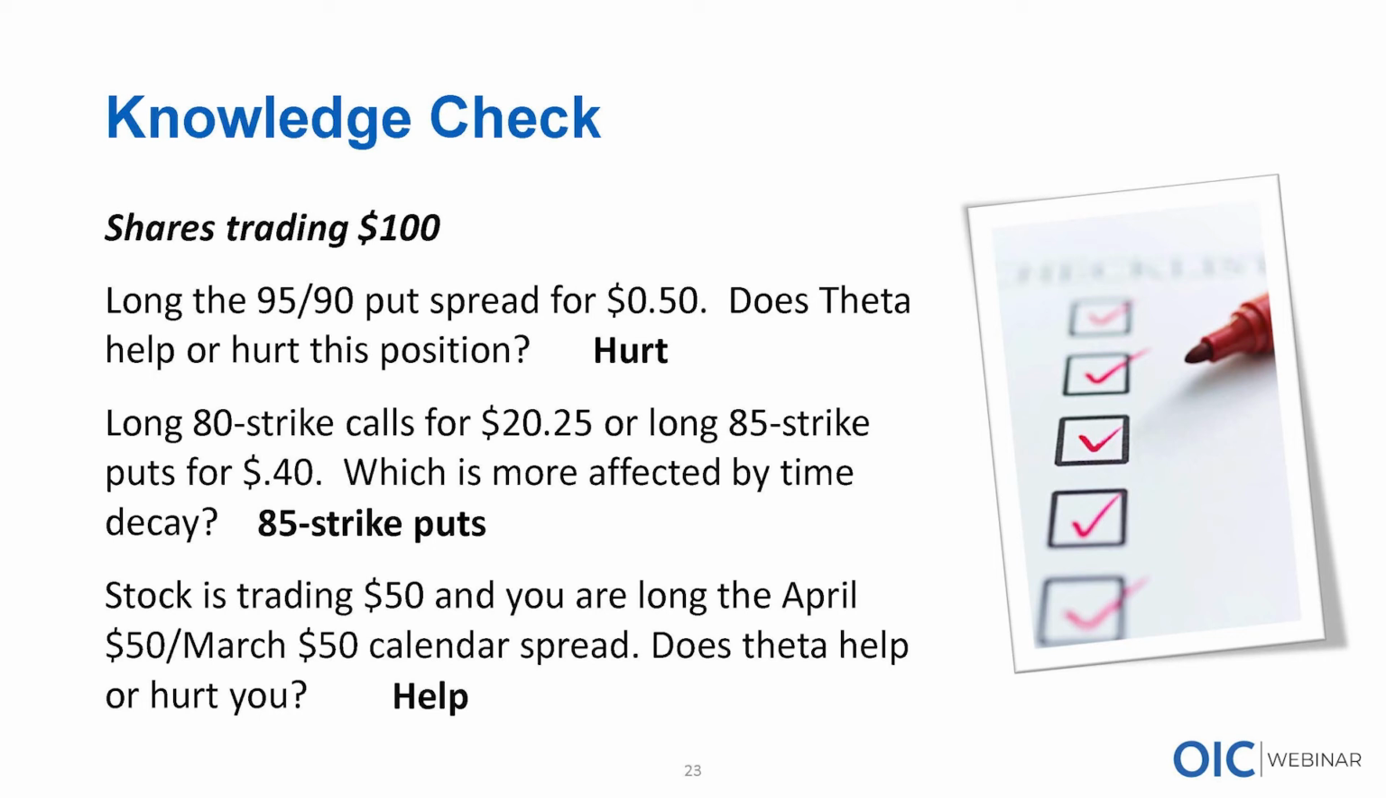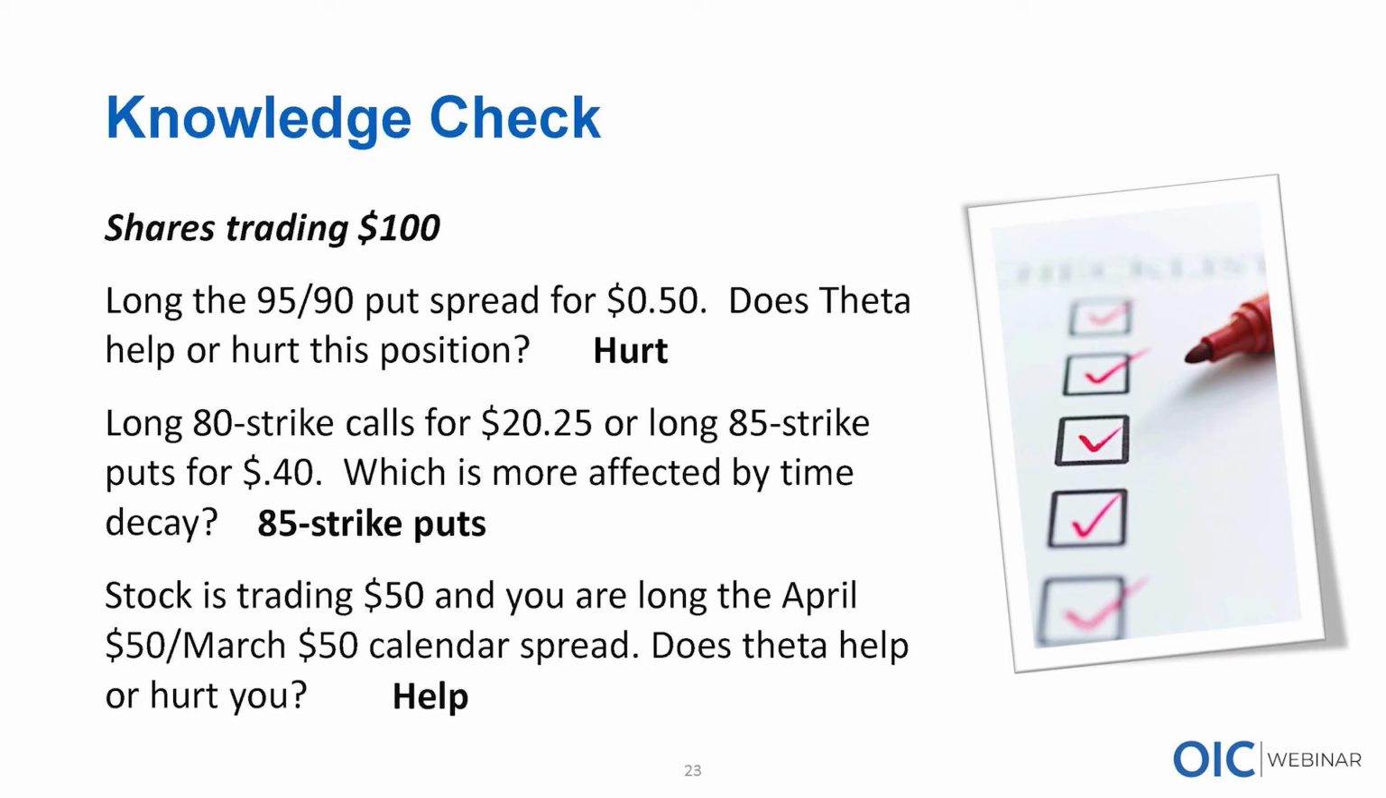So now let's look at this one. The stock is trading 50, and let's say you are long the April 50, March 50 calendar spread. For those of you who don't know what a calendar spread is, a long calendar spread is when you buy one option further out and you sell a near-term option against it, the same strike. So your forecast for this position, you think in the near term, the stock is going to be very quiet, but then afterwards in April, once March rolls off, you want the stock to make a big move up.